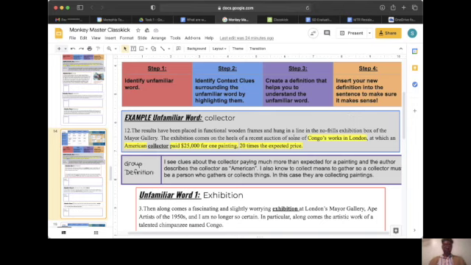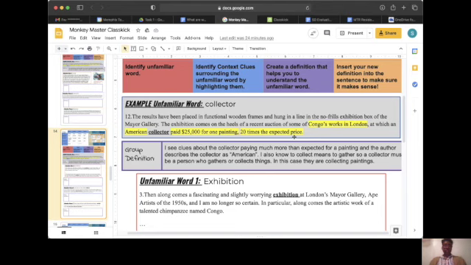All right. So I'm going to read our first sentence. The results have been placed in functional wooden frames and hung in a line in the No Frills exhibition box of the Mayer Gallery. The exhibition comes on the heels of a recent auction of some of Congo's works in London, at which an American collector paid $25,000 for one painting, 20 times the expected price.